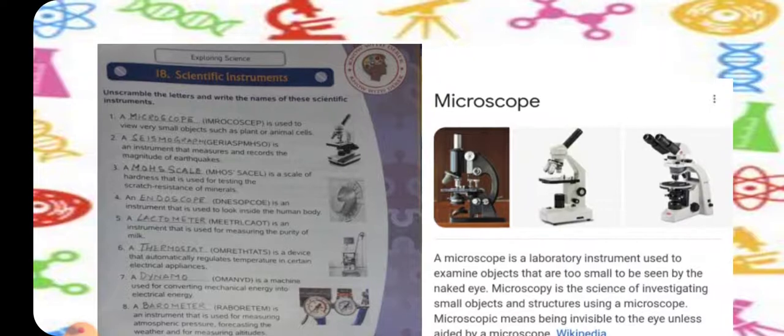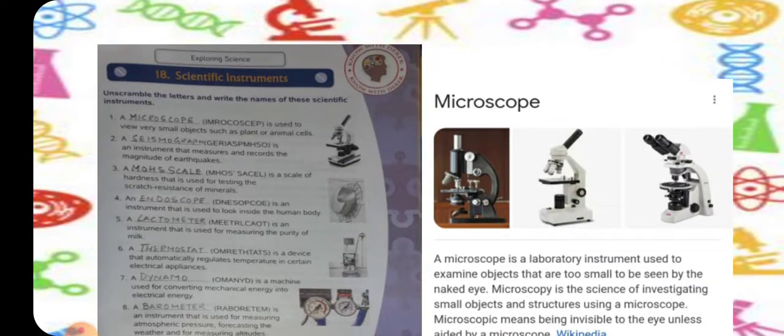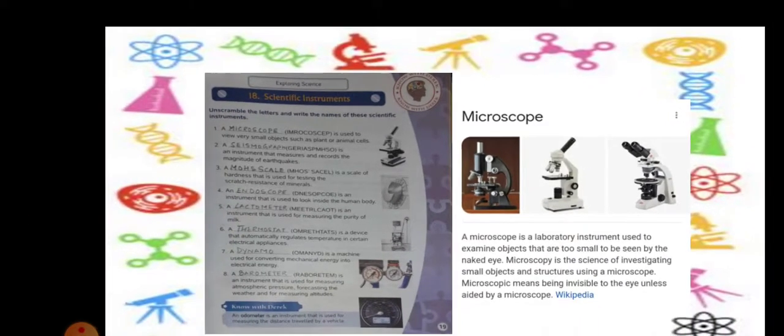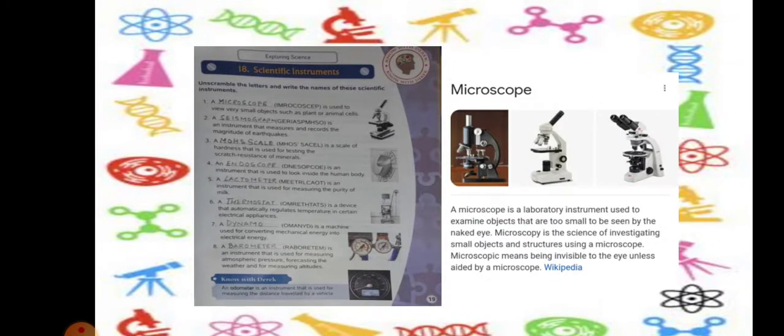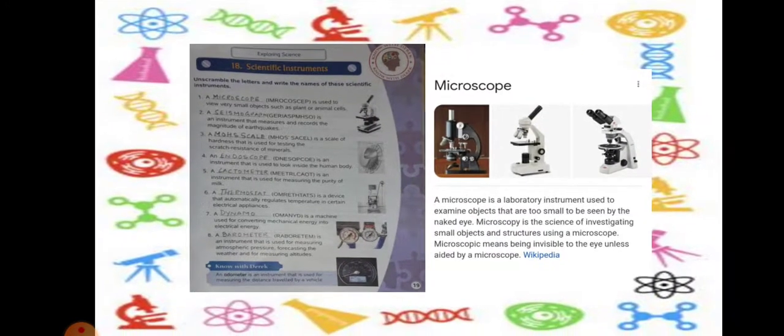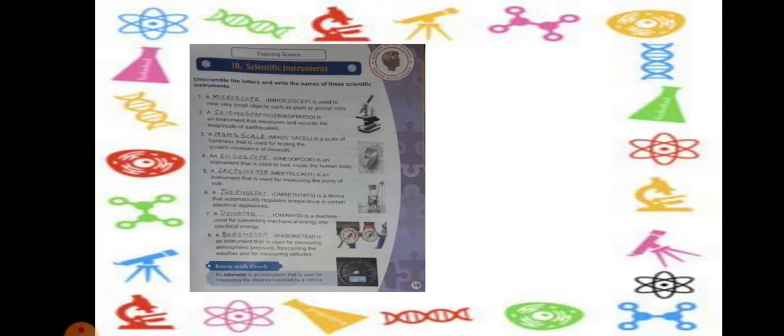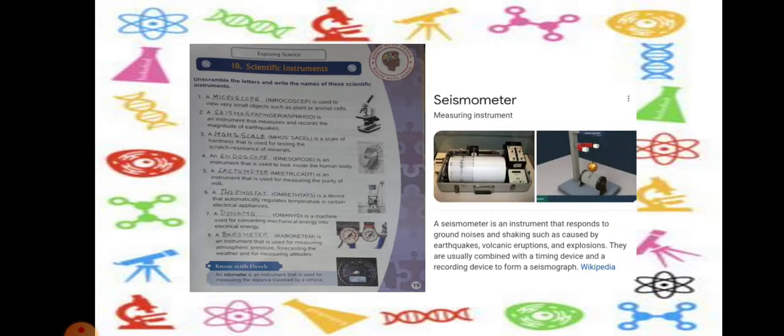Next, number 2. A dash is an instrument that measures and records the magnitude of earthquakes. Okay, so that is a seismograph. Seismograph. Okay, so you can see here this is a seismometer. This is also used to measure earthquakes.